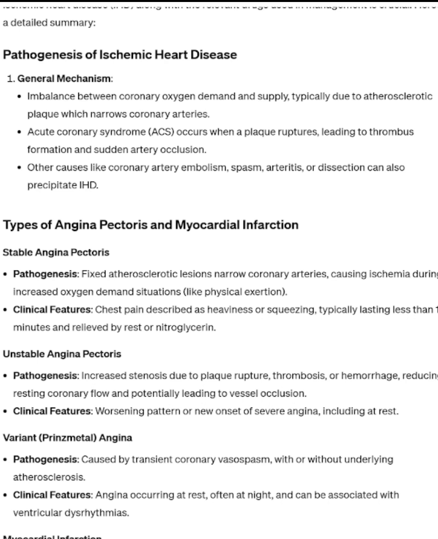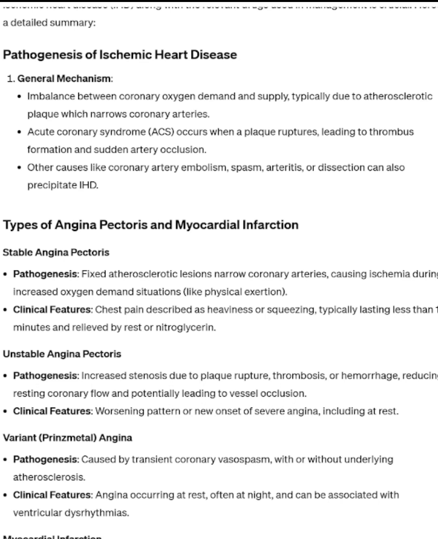nitroglycerin. Unstable angina pectoris, pathogenesis, increased stenosis due to plaque rupture, thrombosis, or hemorrhage, reducing resting coronary flow and potentially leading to vessel occlusion. Clinical features. Worsening pattern or new onset of severe angina, including at rest. Variant, Prinzmetal, pathogenesis, caused by transient coronary vasospasm with or without underlying atherosclerosis. Clinical features. Angina occurring at rest, often at night, and can be associated with ventricular dysrhythmias.